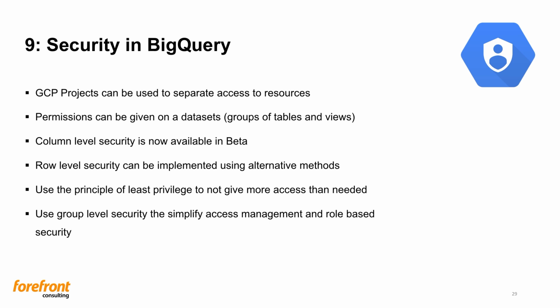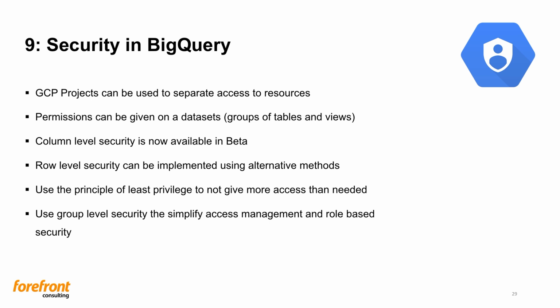And Google actually launched column-level security in beta just a few weeks ago. And that also allows you to set the policies on specific columns in tables. It's also possible to get row-level security, but that is a bit more complicated, but it is possible. And a general best practice in GCP is to use the principle of least privilege. So you would only get permissions that are just enough to do the job required. And you should always give the permissions on a group level, so not to individual users. So that way, it's much more manageable, and you will have a lot less headache in the long run.